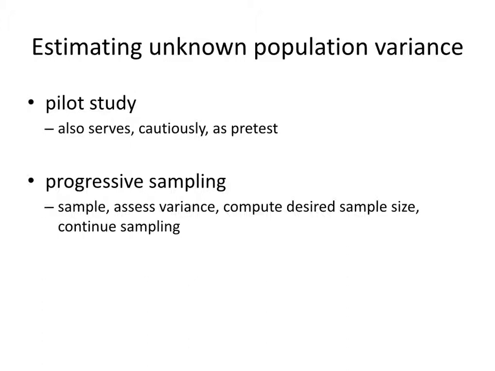A second approach is called progressive sampling. So this is where you conduct a survey. You're not sure how big the sample has to be. Once you've got 20 data points or 50 data points, you calculate the variance and you use that variance in the smaller sample to compute the ultimate size of the sample you need, and then you continue sampling until you get that sample size. This works very well, particularly for internet applications where the data are coming in and can be analyzed in just a few seconds after they arrive.